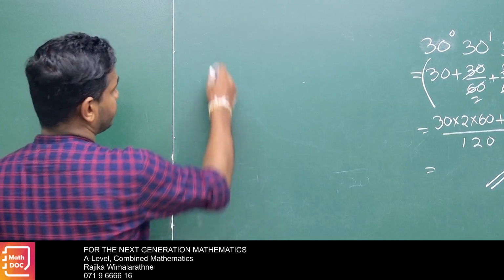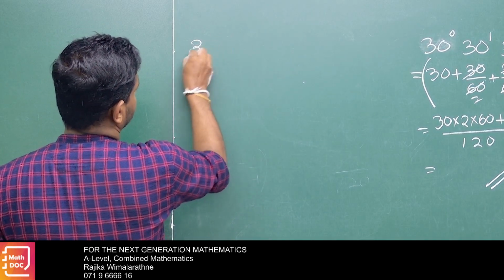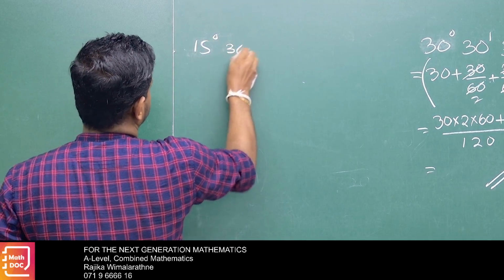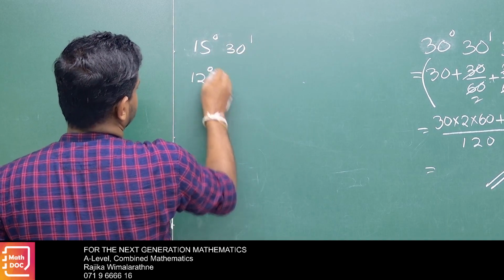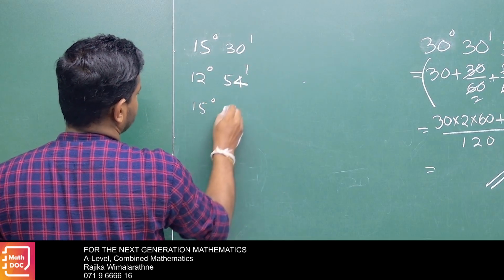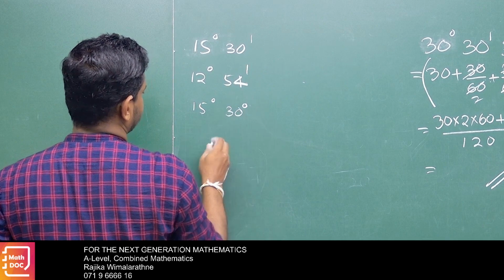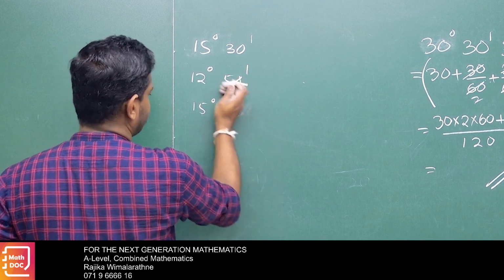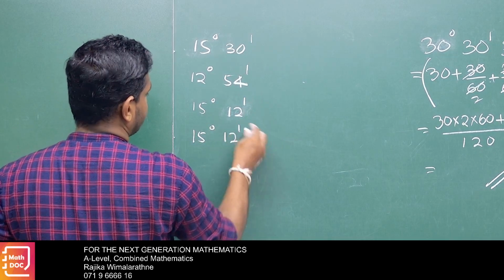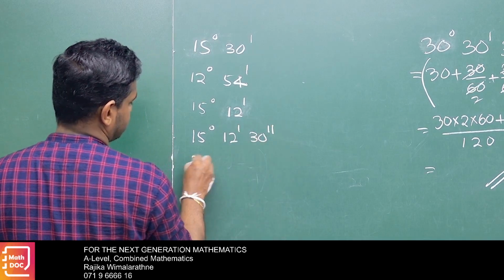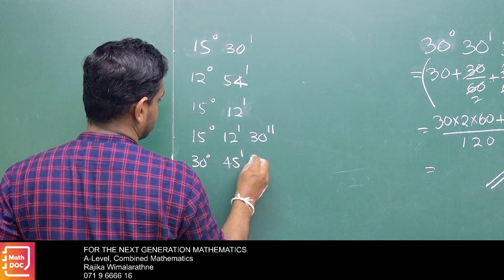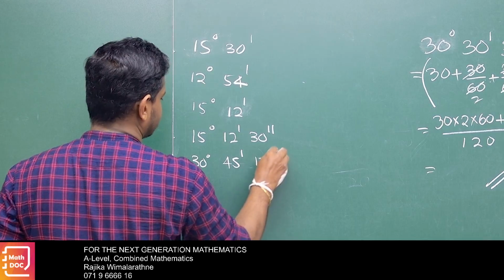Okay, you try. 15 degree 30 minutes. 12 degree 54 minutes. 15 degree 30 minutes. 15 degree 12 minutes. 15 degree 12 minutes 30 seconds. 30 degree 45 minutes 12 seconds. Do it.